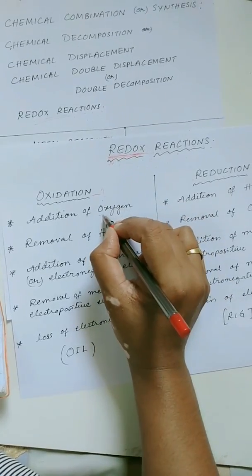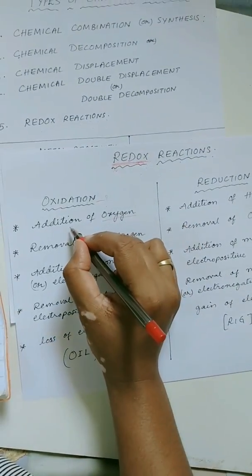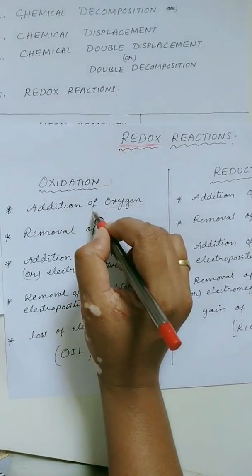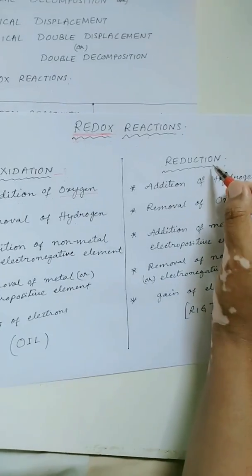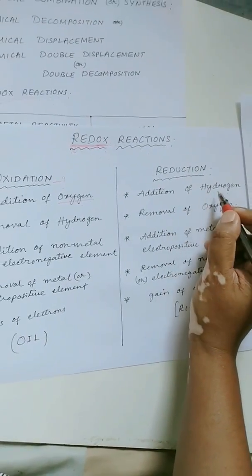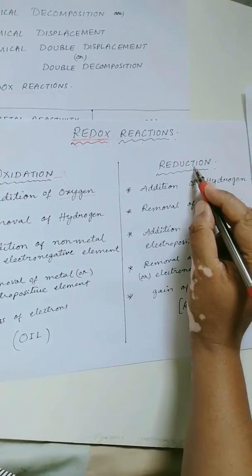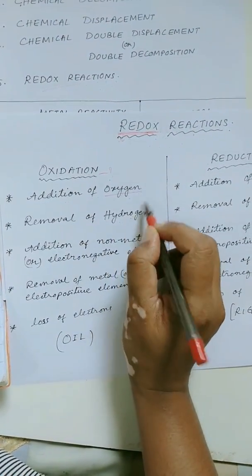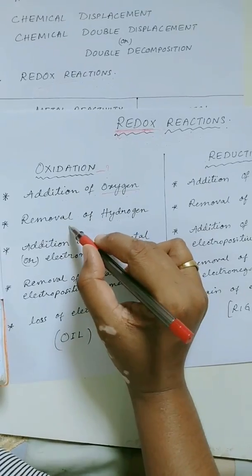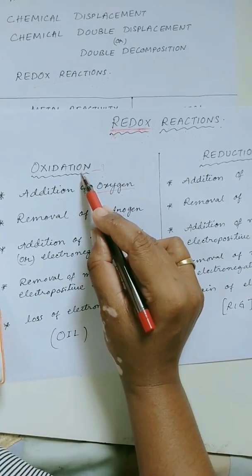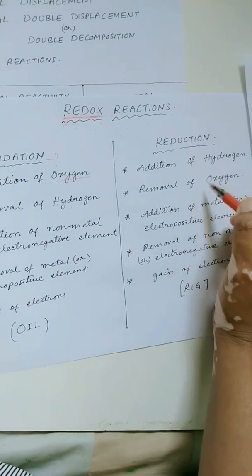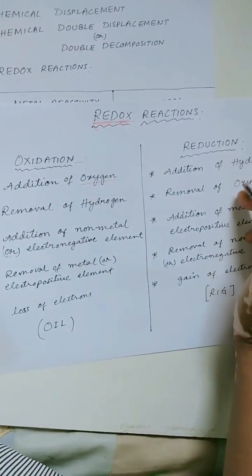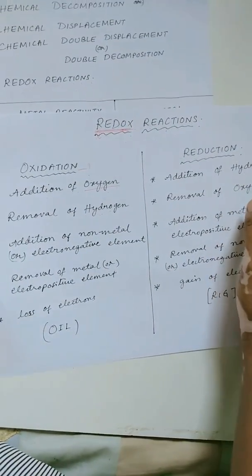Oxidation in terms of oxygen is nothing but addition of oxygen. What is oxidation? It is addition of oxygen, and reduction is the addition of hydrogen. Removal of hydrogen is also oxidation, whereas removal of oxygen is also reduction. It might sound a little confusing to you, but try and understand, children.